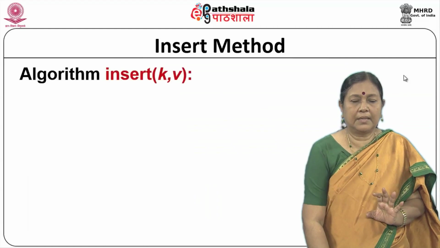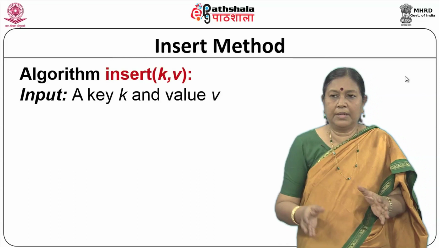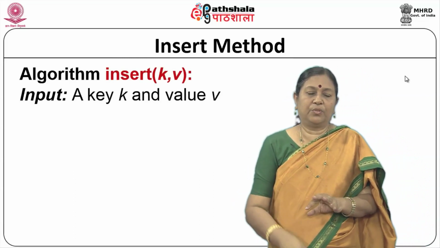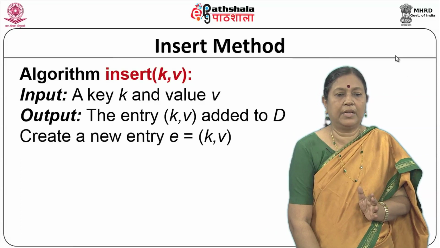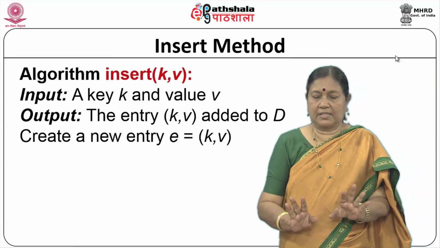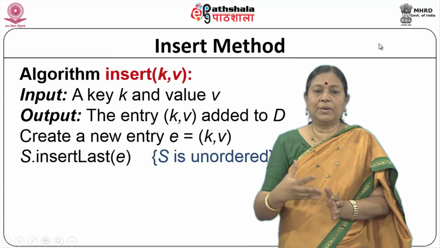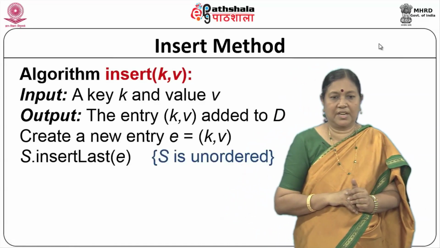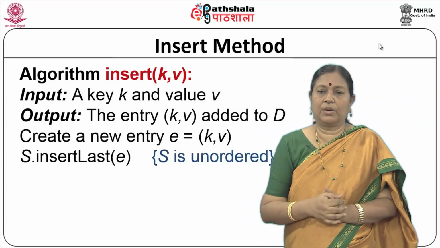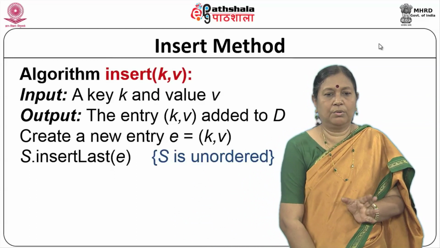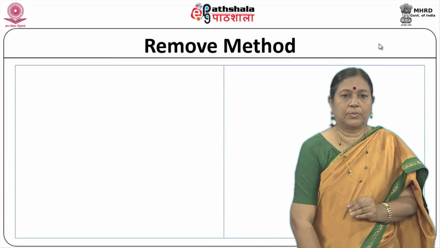The insert method here is to insert a key with a particular value. The input is a key k and the value v, and the output is an entry k, v added to D. You create a new entry first, associated with both the key and the value, and you can do it in different ways. This is what is important in a dictionary. If it is unordered, you always insert it into S at the last, so you do not have to do anything, and then you return the entry. That is one way of insertion.